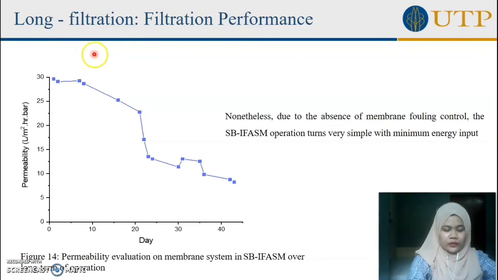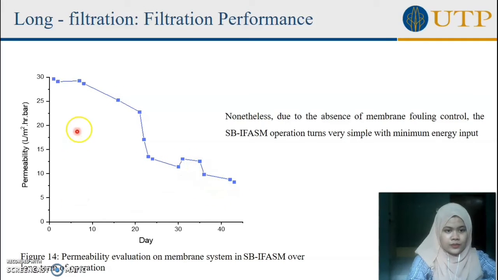For the long filtration part, the filtration performance is analyzed and illustrated in figure 14, as you can see here. For the first 7 days, the permeability readings are considered to be stable even though there is no cleaning done. But then starting on day 7, it starts to drop. This is because the formation of biofilm starts to happen after day 7. And starting from here, it keeps dropping throughout the filtration performance.